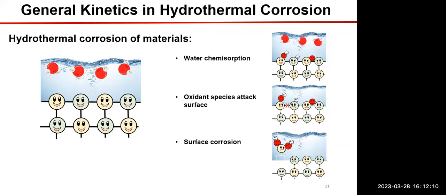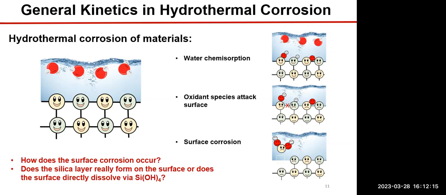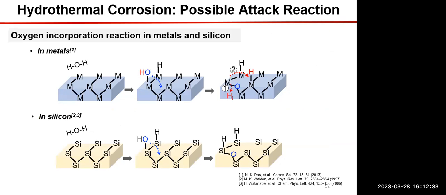So the question is how does the silicon carbide corrosion happen in the water environment? Whether it will form a stable silica layer, or it will directly dissolve as silicic acid. So to answer those questions, we can first go back to the literature to see what happened for some other materials. And if we go back to the history, we can see that most of the people claim that the oxygen incorporation reaction is responsible for the surface damage, especially in metals and also in silicon material.